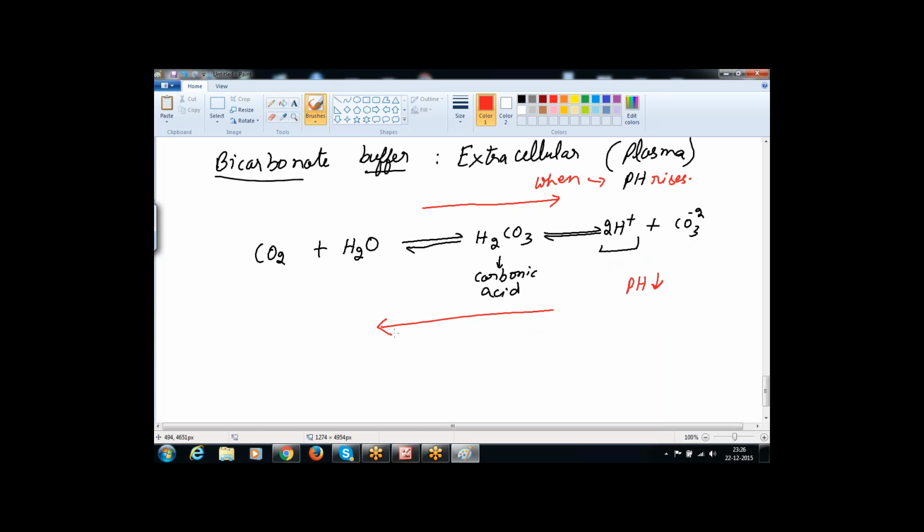If the pH is rising, that means H+ ions are falling. Then carbon dioxide will be retained in the body. It will become carbonic acid, which will give a lot of H+. But if pH is falling, that means there is already a lot of H+. Then the H+ will combine with bicarbonate to form carbonic acid, which forms carbon dioxide, and we will exhale the carbon dioxide and throw it out.